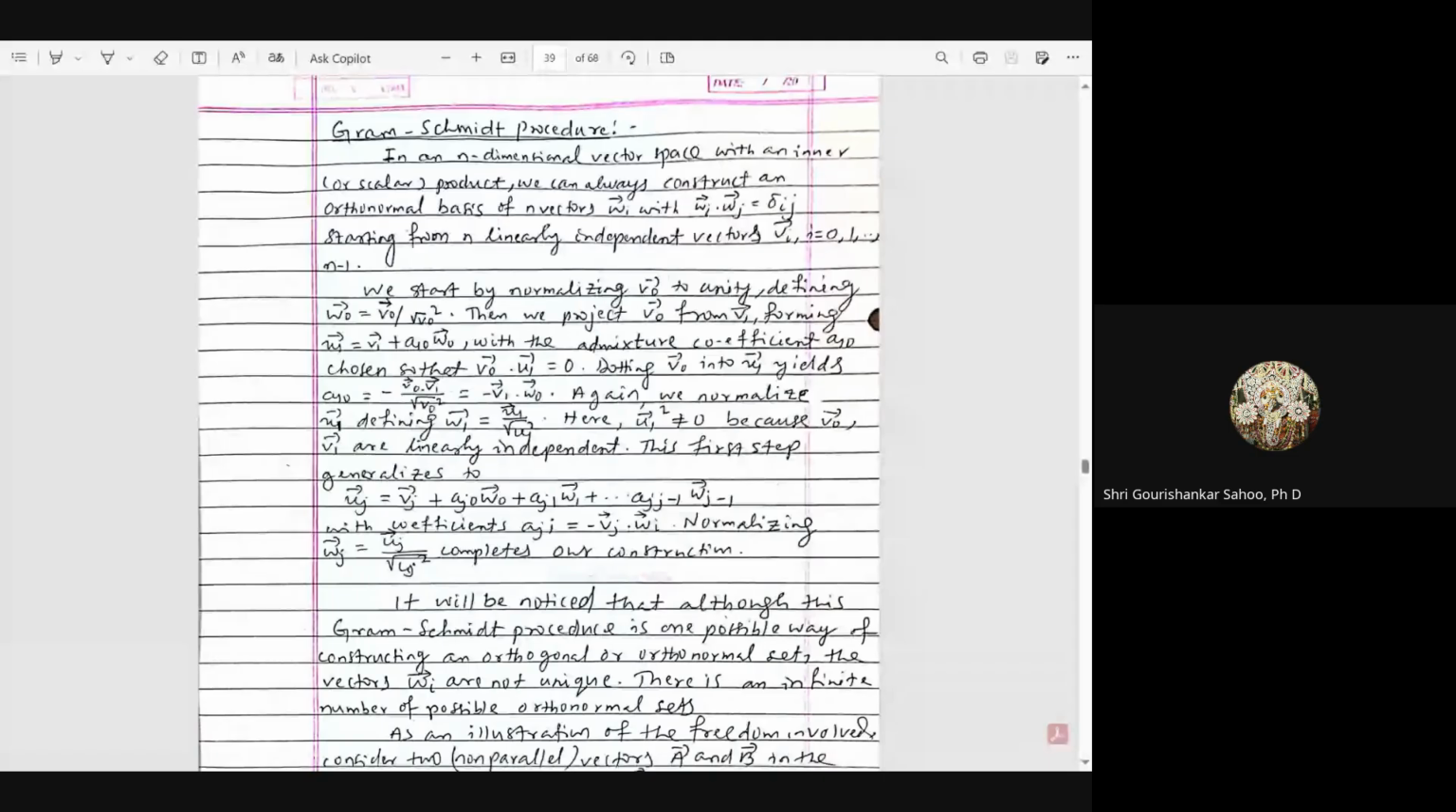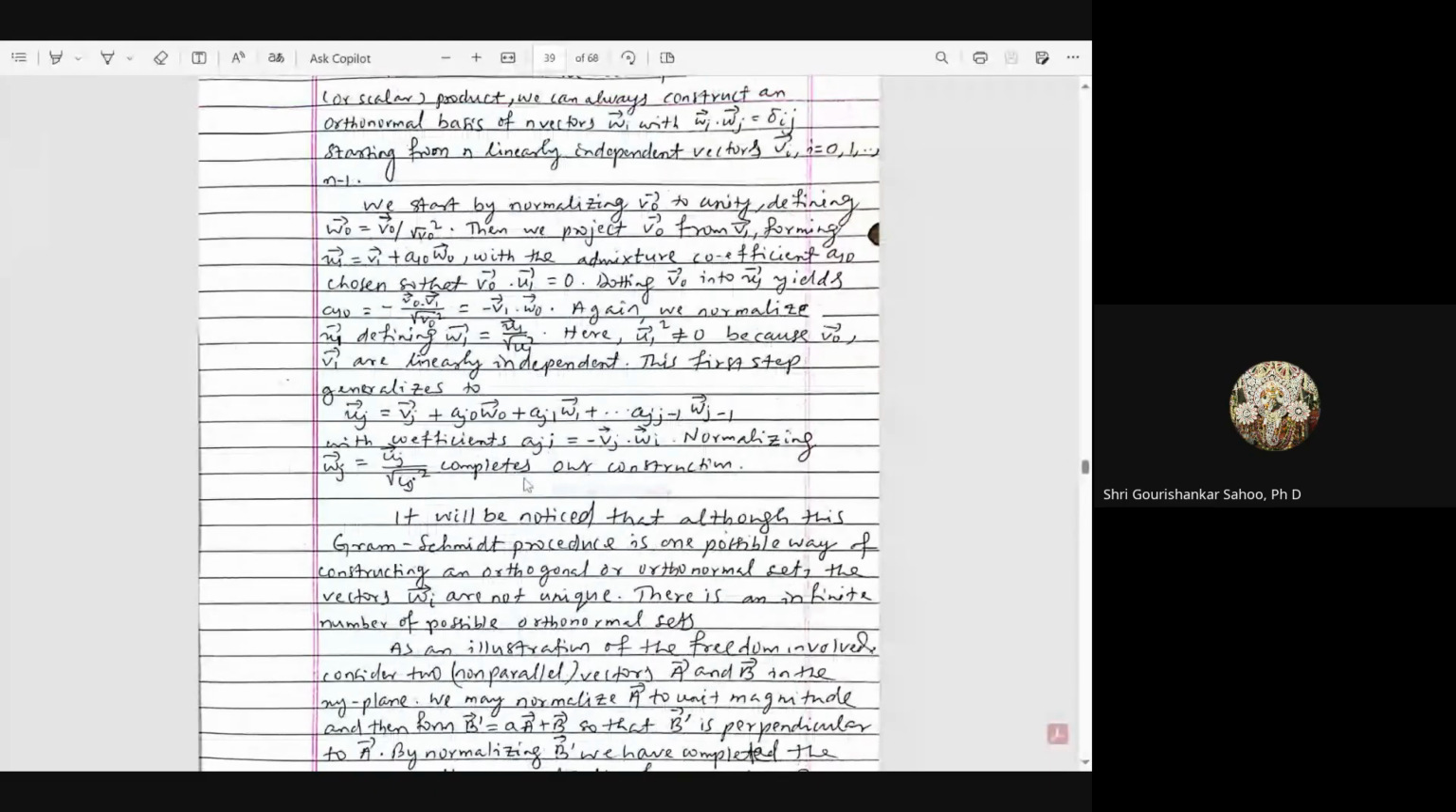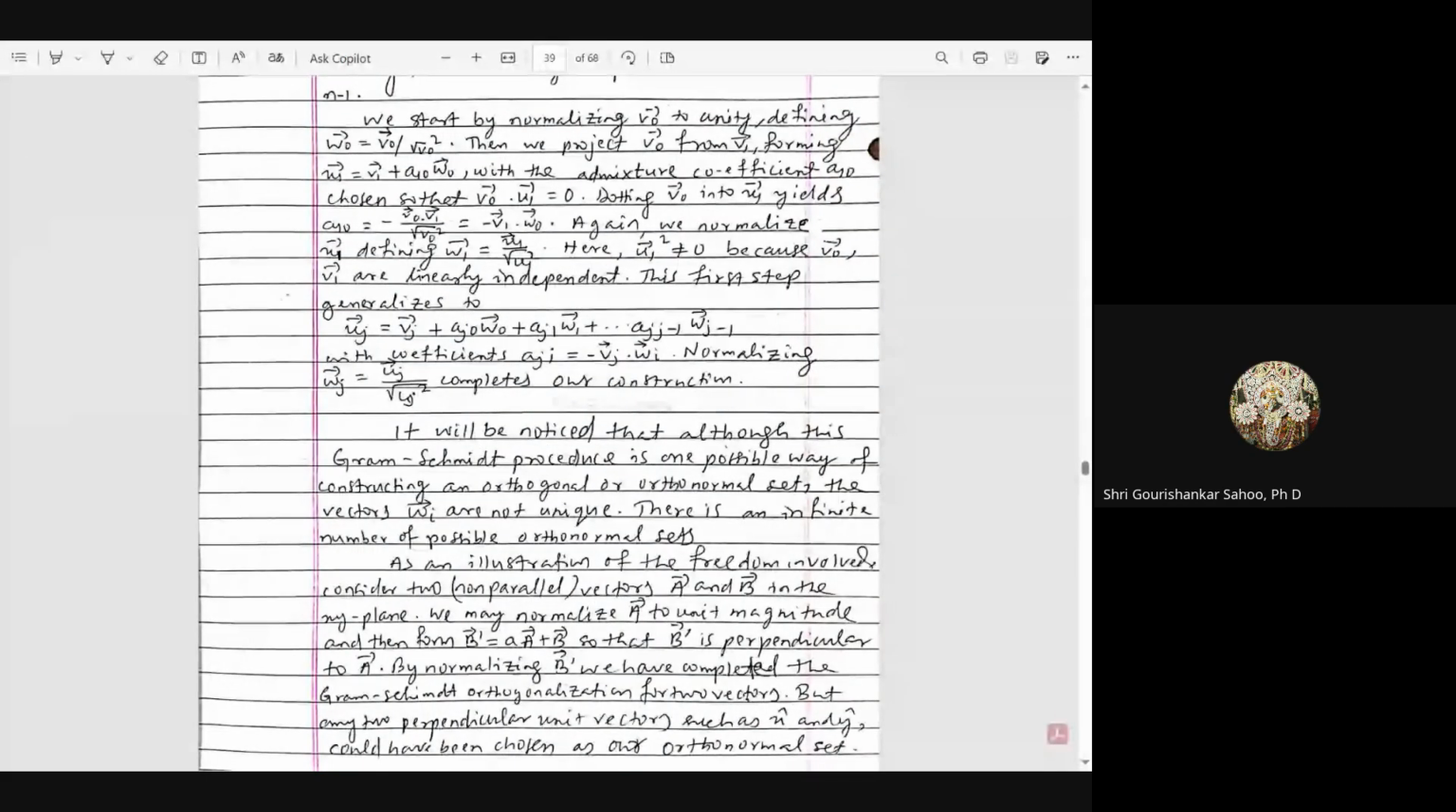So next is the Gram-Schmidt procedure. In an n-dimensional vector space with an inner or scalar product, we can always construct an orthonormal basis of n vectors, that is Wi dot Wj equals delta ij, Kronecker's delta, starting from n linearly independent vectors Vi, where i equals 0, 1, and so on up to n minus 1. We start by normalizing V0 to unity, and define omega 0 vector equal to V0 vector divided by root of V0 square.